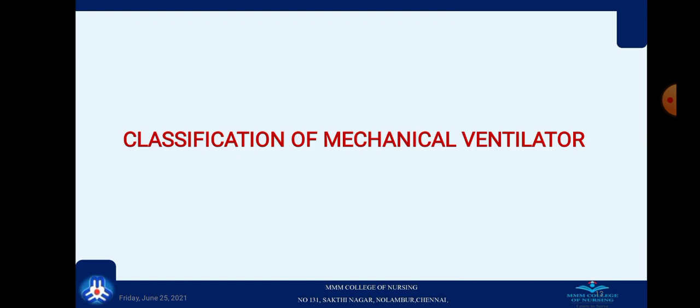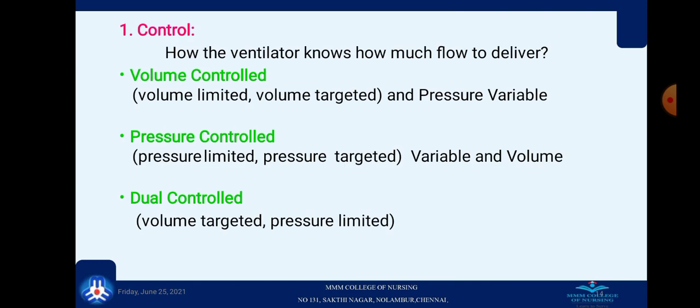Classification of mechanical ventilator. First is control: how the ventilator knows how much flow to deliver. Volume control: volume limited, volume targeted and pressure variable. Next is pressure control: pressure limited, pressure targeted and volume variable. And then the other one is dual control, in which we can see volume targeted, pressure limited.